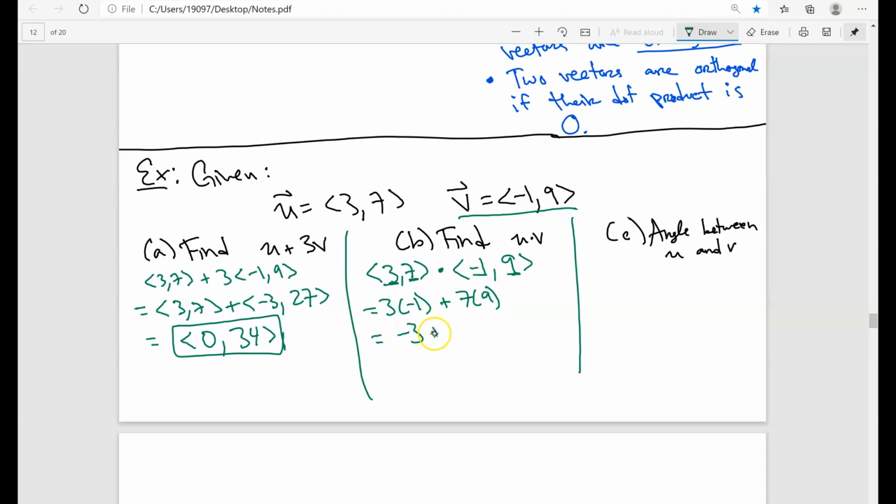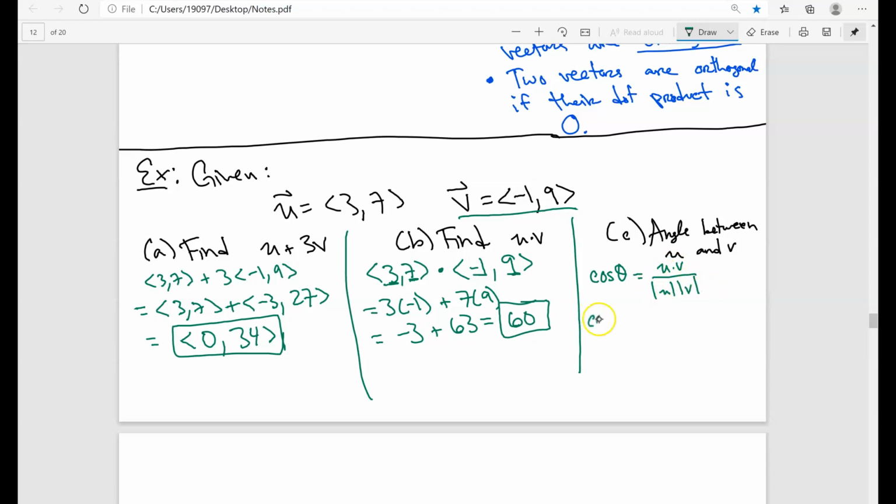So this is negative 3. This is 63. So it's going to give me 60. Okay. And now we're going to find the angle between the vectors. So the angle between the vectors is just using cosine of theta is equal to the dot product between the two vectors divided by the magnitude of each individual vector.